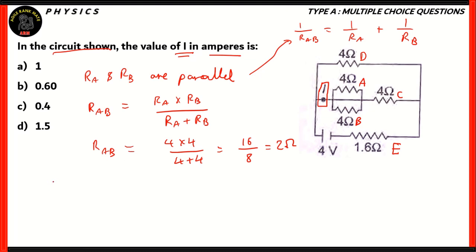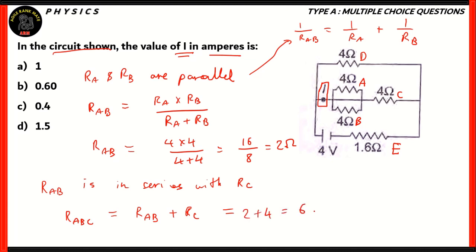Now, resistance AB, which we've just found out, is in series with resistance C. This one over here, that's 4 ohms. So the net resistance of those 3 resistors, which is RABC, is R of AB, which is the net of A and B, plus the resistance of C, since they're in series, which is 2 plus 4, that is 6 ohms.